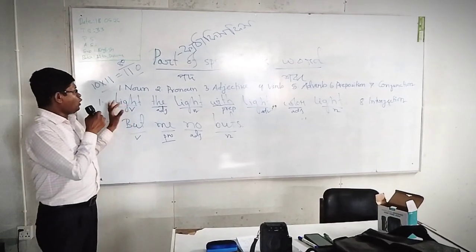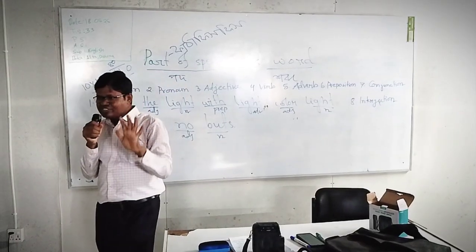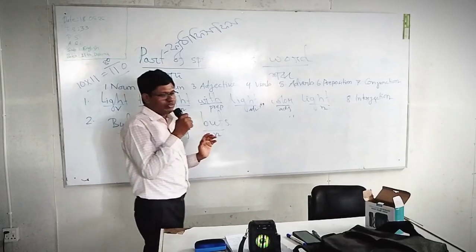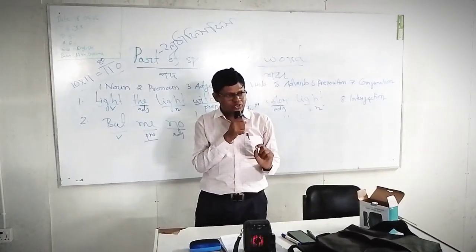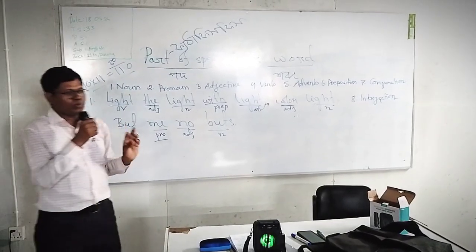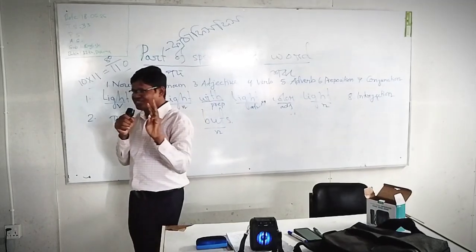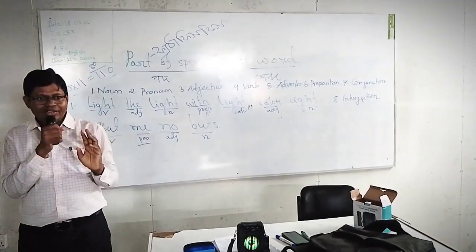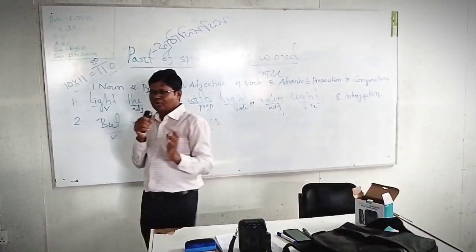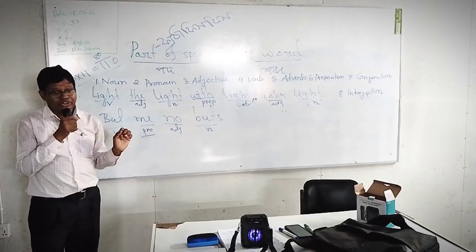Okay? How many kinds of parts of speech are there in English? There are 8 kinds of parts of speech. But in our mother tongue, Bangla language, there are only 5 kinds of parts of speech. But in Arabic language, there are only 3 kinds of parts of speech. How many kinds? 3. They are Ism, Harf, and Verb. But in English, there are 8 kinds of parts of speech.